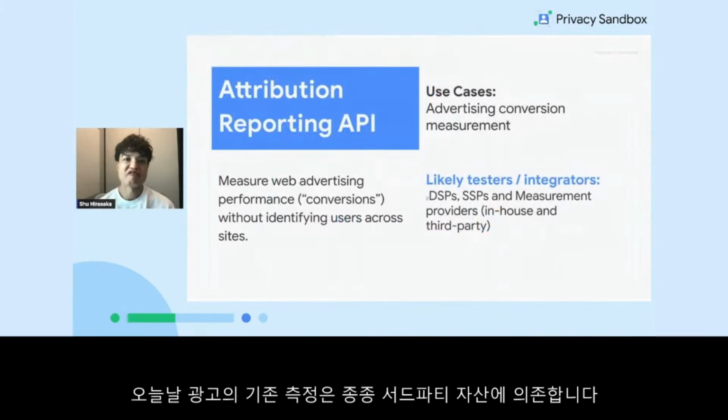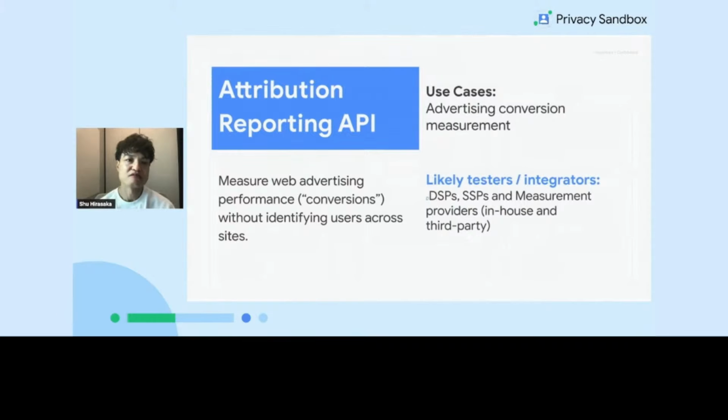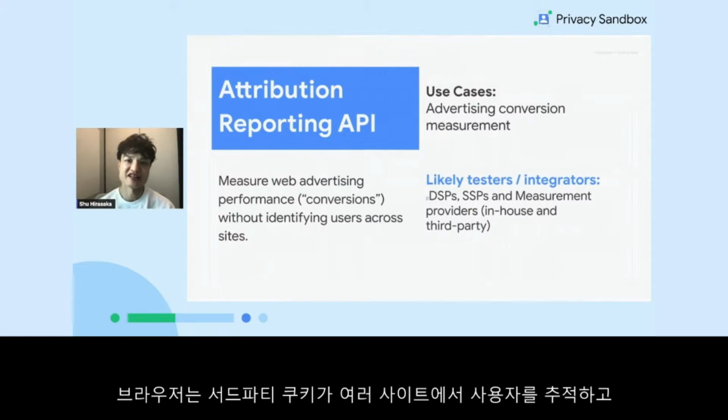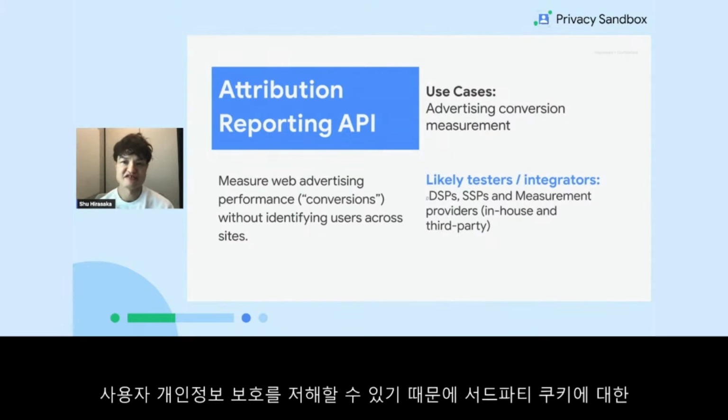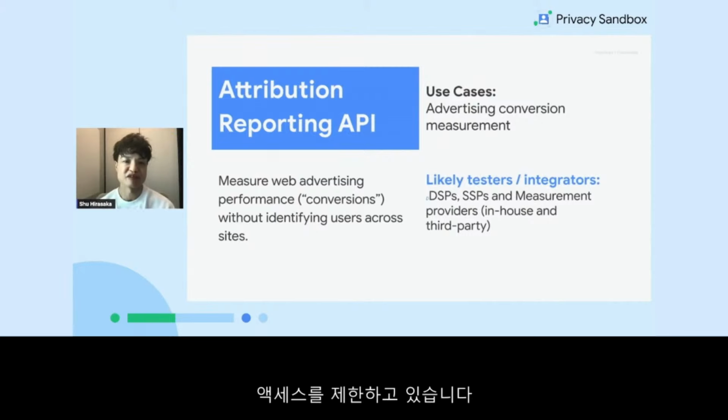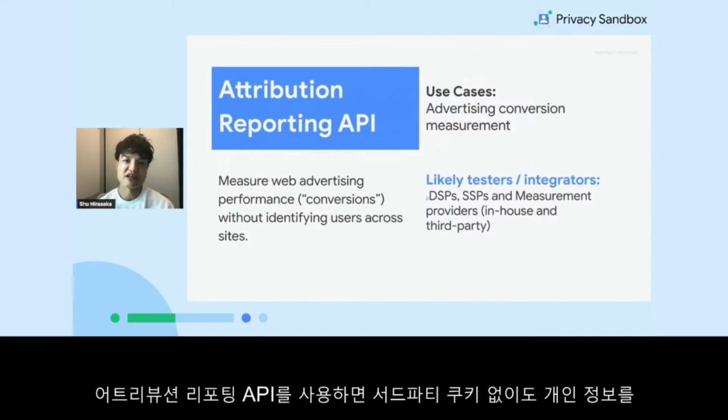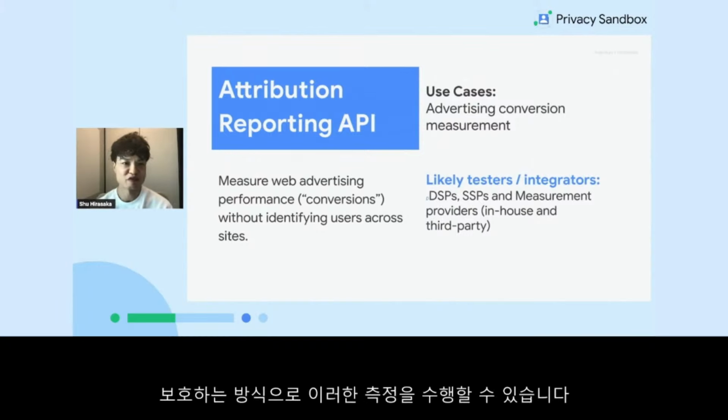Today, ad conversion measurement often relies on third-party cookies. Browsers are restricting access to third-party cookies because these can be used to track users across sites and hinder user privacy. The Attribution Reporting API enables those measurements in a privacy-preserving way without third-party cookies.